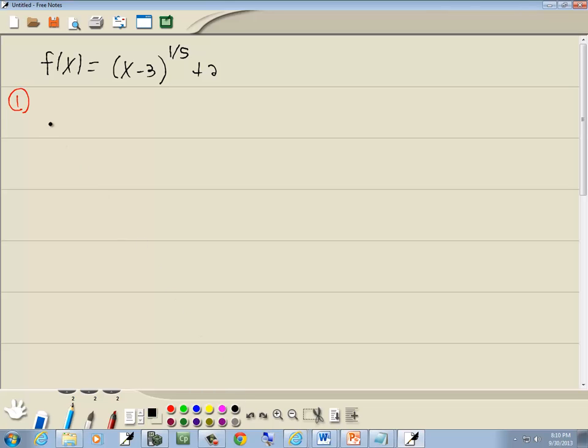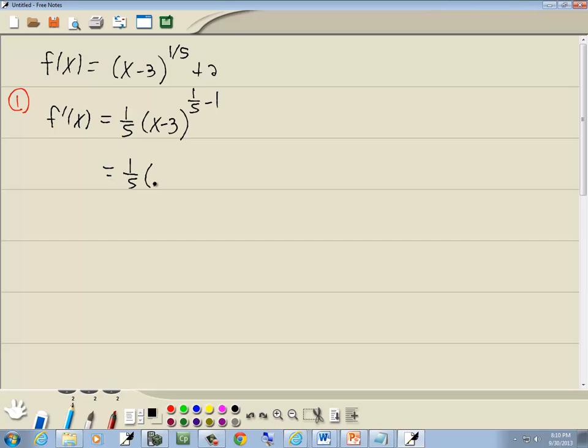So our first step is to find our derivative. Well, this is the chain rule, specifically the general power rule. We've got parentheses to a power. If you've got parentheses to a power, you take your power and put it out in front, what's inside the parentheses remains as is, and then you lower your power by 1. It's 1/5 minus 1. Now the derivative of 2 is 0, so that goes away.